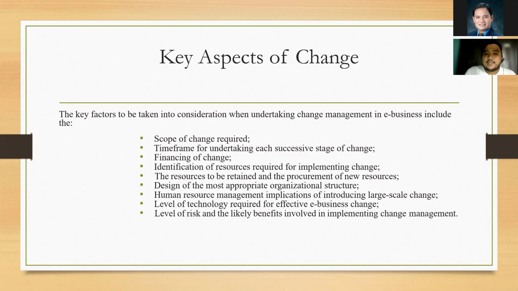So, the key factors to be taken into consideration when undertaking change management in e-business includes the following. So, number one, we have the scope of change required. This may be in a form of processes or in separation of processes from different departments, etc. Number two, we have time frame for undertaking each successive stage of change. Kasi we all know naman there is a proper way for transition. For example, you're trying to introduce a new system or you're trying to embed a new technology. So if you're going to transition to a new system, definitely there would be some sort of migration plan, migration process. You also have to retrain your staff, etc., etc. All those things have to be taken into consideration.